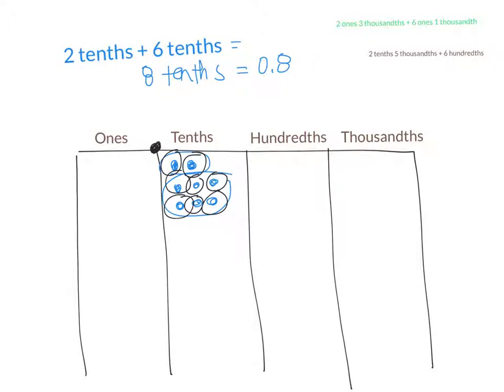This is an example of how to use what's called place value discs to model addition. Do you see how we're adding 2 tenths to 6 tenths? So if we first drew 2 dots in the tenths column, and then we drew 6 dots in the tenths column, altogether, we had 8 dots in the tenths column.